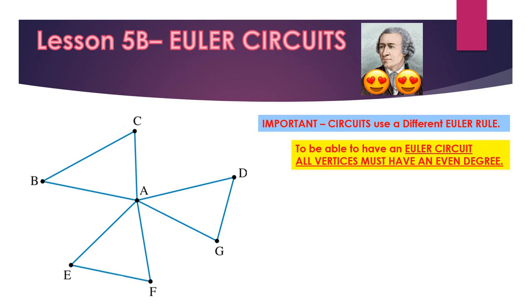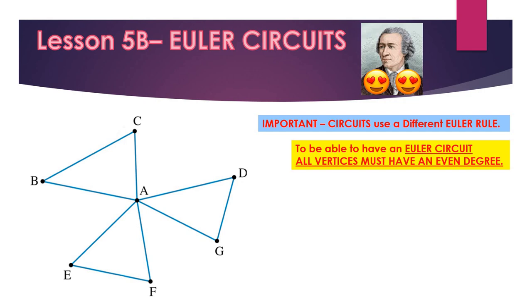For the circuit, all the vertices have to be even degree. You cannot have any odd ones. So forget about having 2 odd ones. If you've got 2 odd ones, it's bad. You can't do a circuit. You can do an Euler trail, but you cannot do a circuit. To be able to do a circuit, all the vertices have to be even.